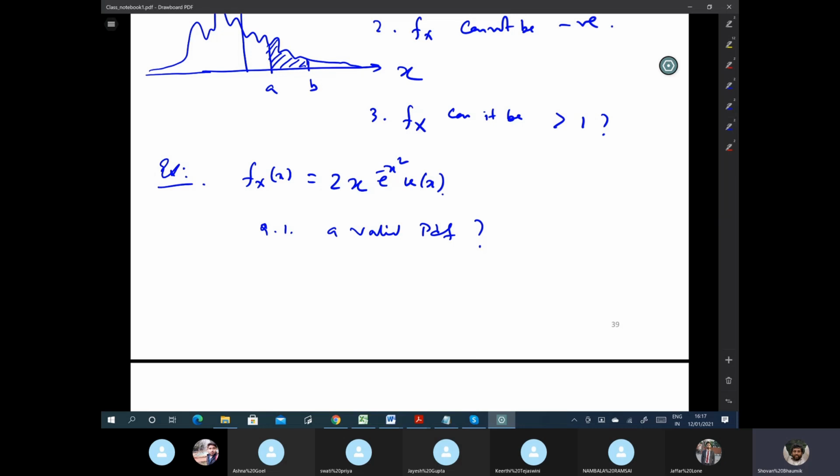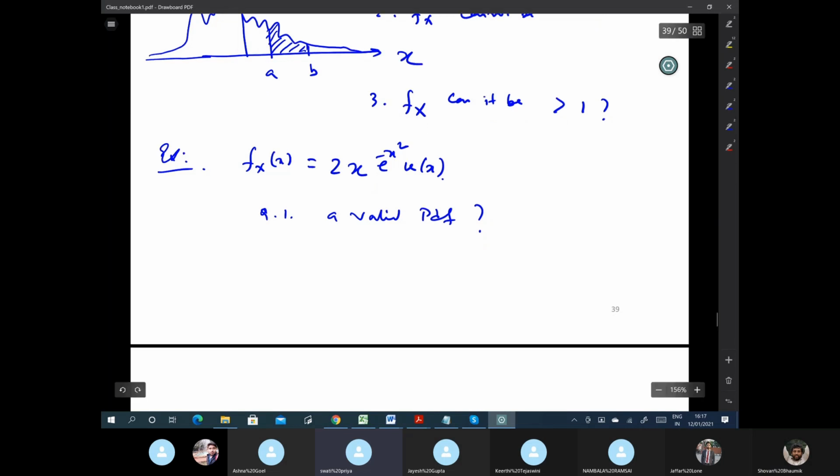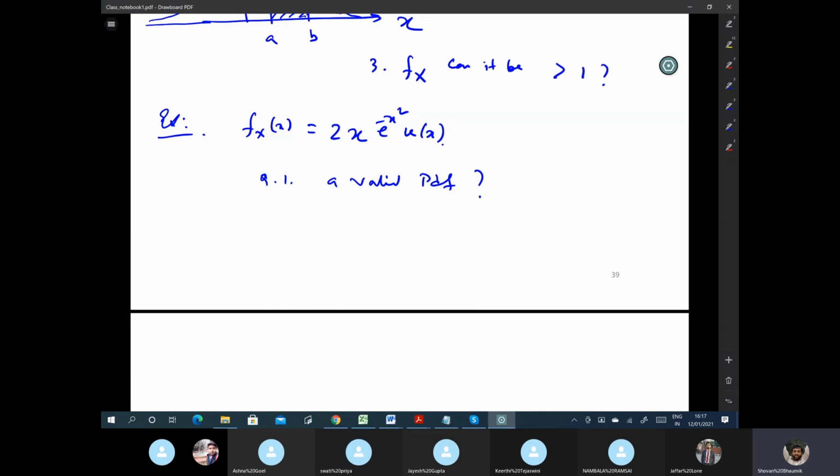What do you say? Sir, probably no, because its integration would be greater than unity. Why will the integration be greater than unity? Because ux is actually, sir, kind of a ramp signal. No, no, ux is not a ramp signal. Who said ux is a ramp signal? No, sir, ux is the unit step.